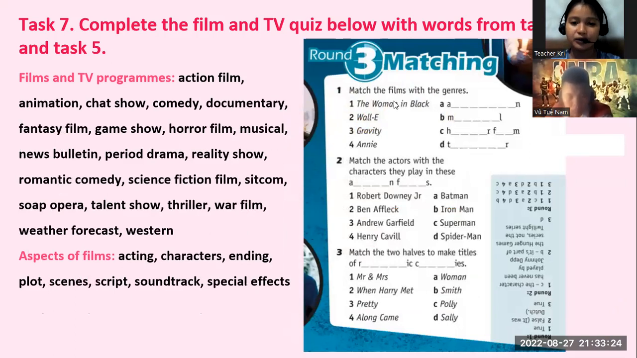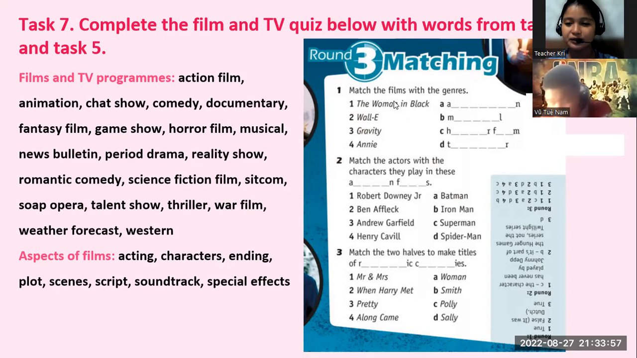Now we will be moving to round 3. In round 3, match the films with the genres. Okay, so can you tell me what are the A, B, C, and D first? What do you think is letter A? Letter A is animation. Okay, that's alright. So it's an animation.